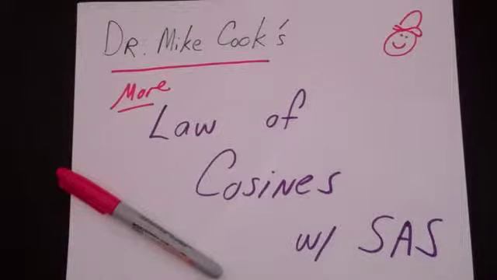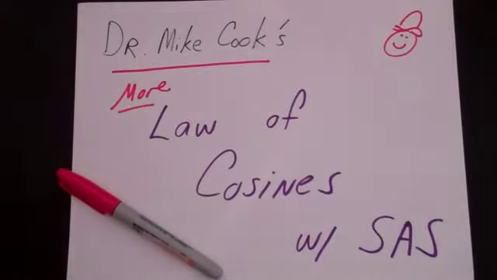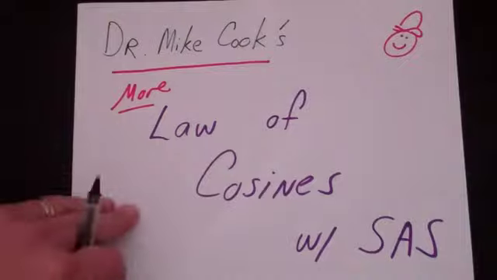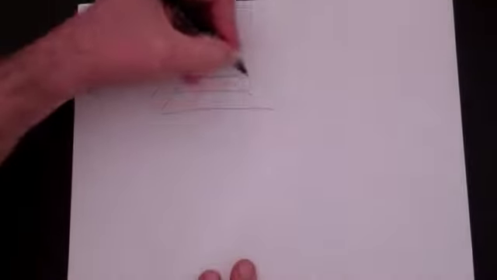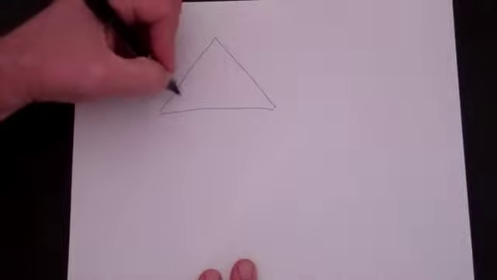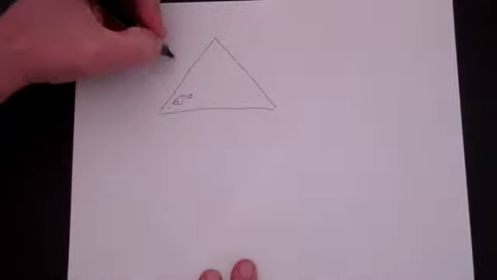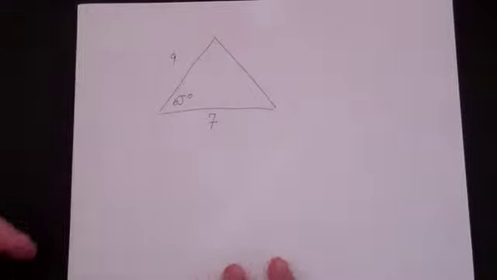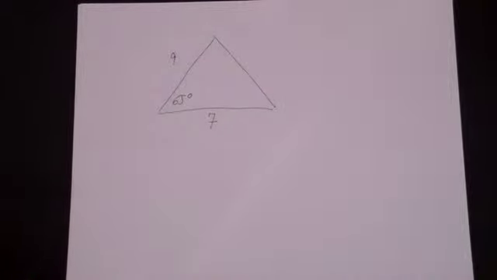Let's do another example of law of cosines with SAS triangles. In this example, let's start with the drawing. You have a triangle, let this be 65 degrees, and this is 9, and this is 7. In this case, let's say that the triangle is not necessarily drawn to scale.